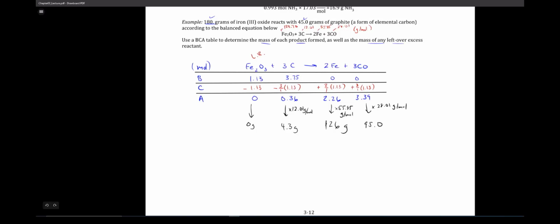Exactly. So the original mass was 180 plus 45, which is 225 grams. So all of this should add up to very, very close to 225 grams. Again, because of significant digits and rounding errors, it might be a little bit off. So 4.3 plus 126 plus 95 gives me 225.3. Again, that's probably a significant digit issue over here. But that's another nice thing about it, it makes it very easy to see that you probably have gotten the right answer.